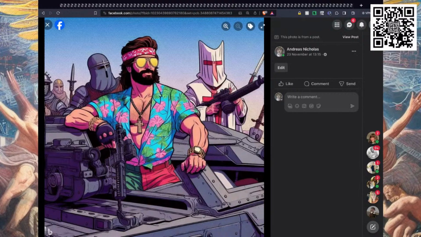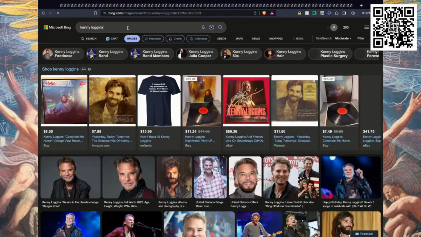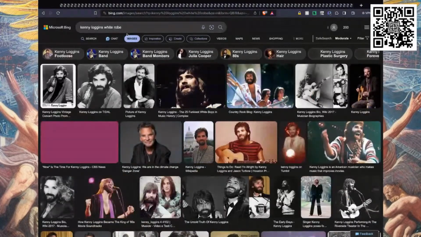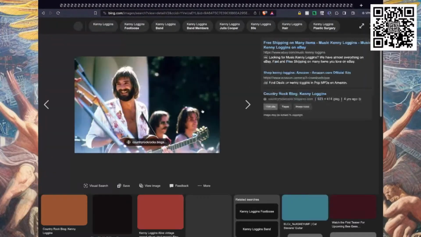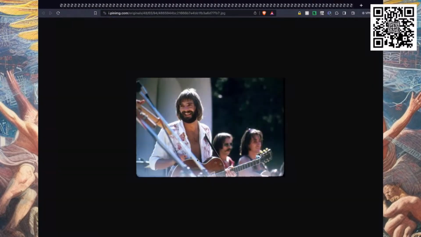No, this is Chad. This is Kenny Loggins Christ. If you were fasting, you were definitely ripped. This is not swole, no way, but definitely toned. Swimmer's body. White robe. Kenny Loggins. Do you ever see Kenny Loggins and have a dream? You know what I mean?